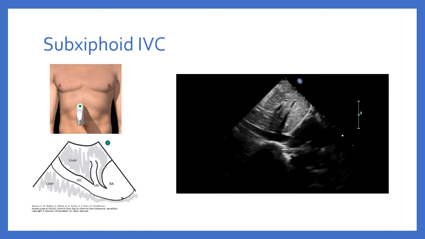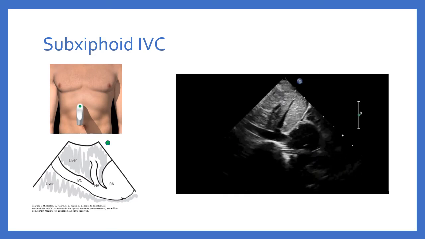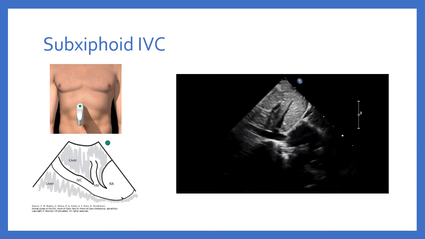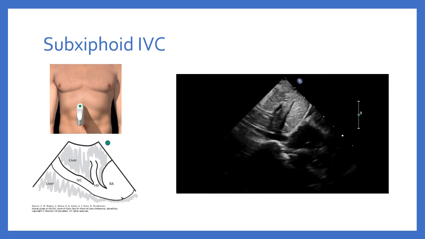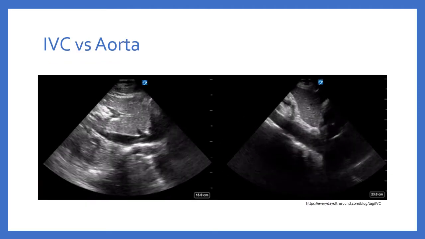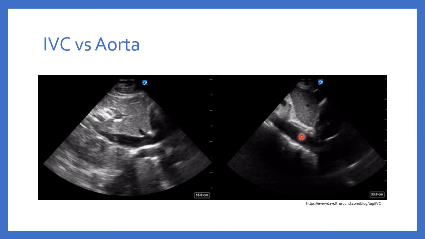So this view is helpful when we're looking at the collapsibility of the IVC, when we want to have an idea of how full the tank is of our patient. But it's important that we understand that the aorta can easily be confused for the IVC. If we point our probe just slightly more leftward on the patient, then we may actually get a view of the aorta. And the difference is, you can see here, this is an aorta.